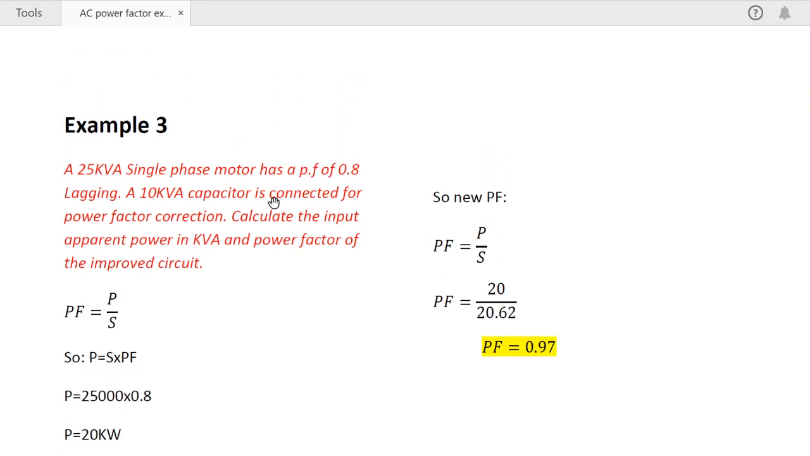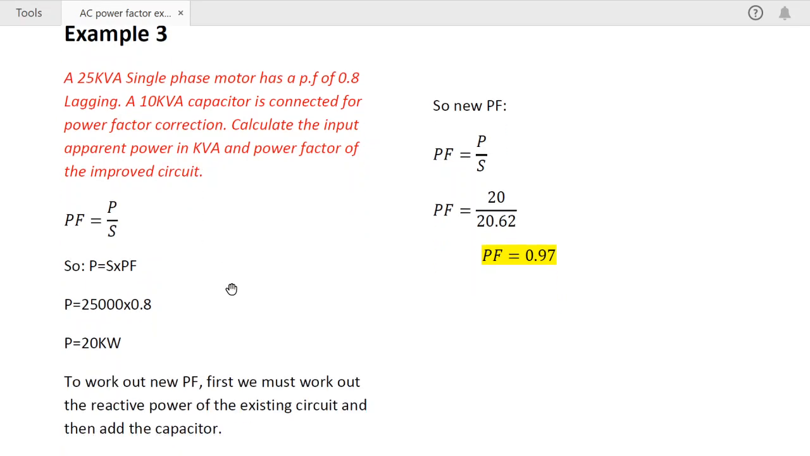So obviously we're going to have to go through a number of steps before we can work out the apparent power after we've put the capacitor in. So let's have a look. First thing we should do is probably work out our power triangle for the existing circuit. So I'm going to work out my true power, given the values that I've got, that seems the most logical step.